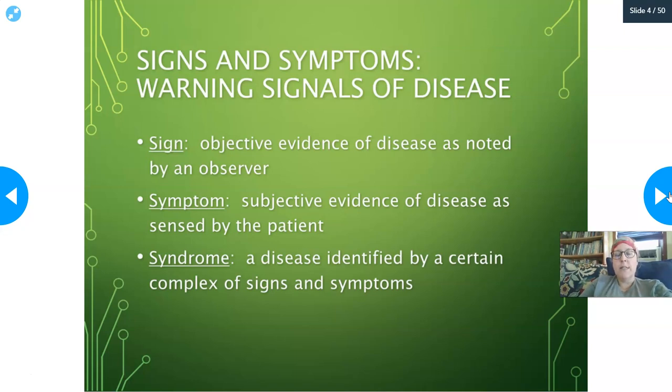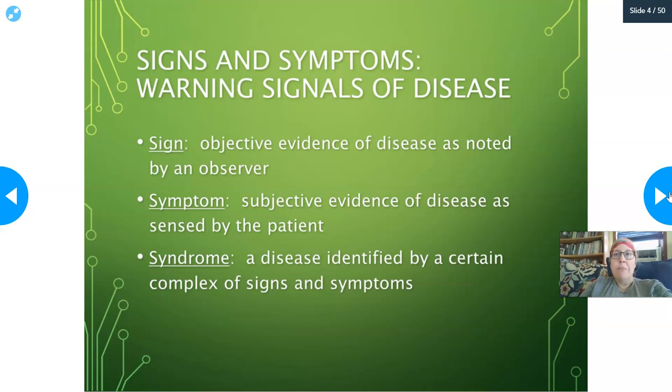So if you as a nurse or a respiratory therapist or a healthcare worker can observe and chart the sign objectively, regardless of what the patient says, or if the patient is unconscious or whatever, then that's a sign. So a fever, right? An assessment of heart rate, breaths per minute, all of that kind of stuff, a rash, those are signs.